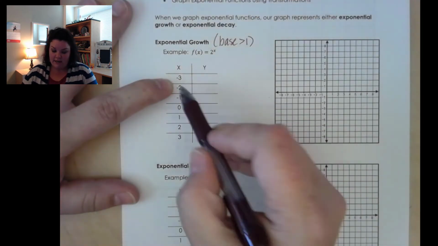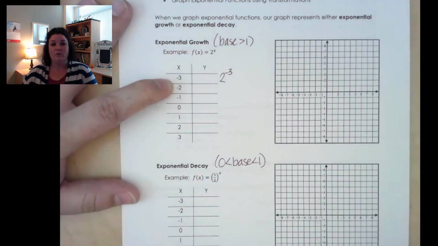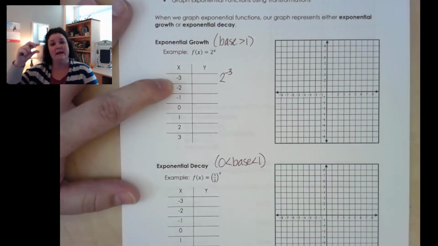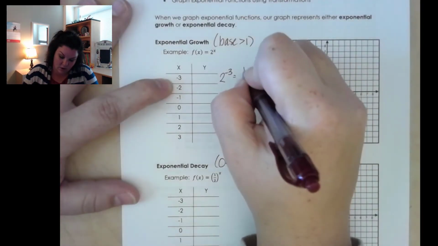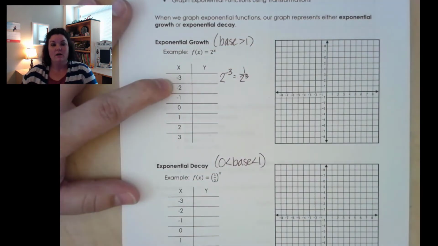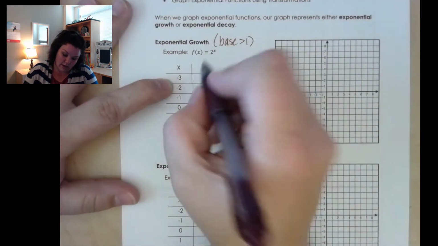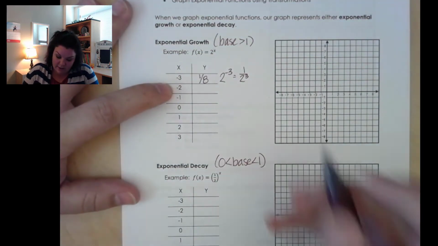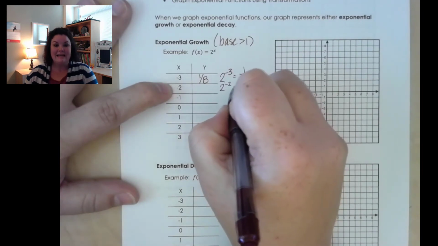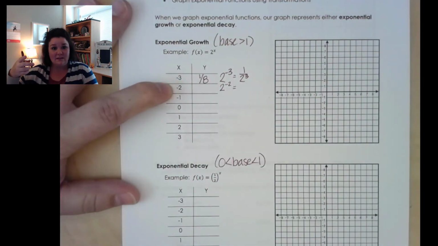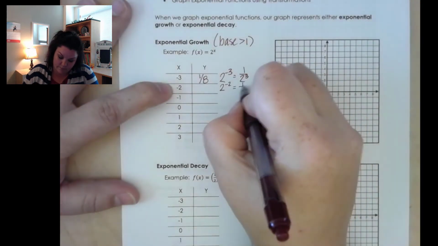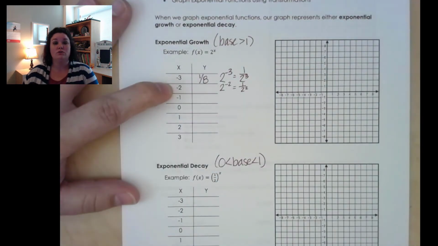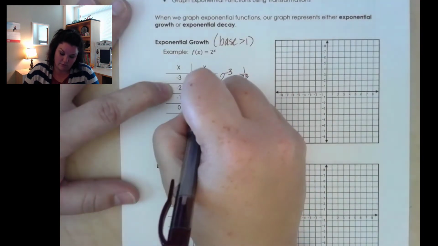So if we plug in a -3, 2 to the -3 power, that negative exponent, remember, flips it or moves the base across the fraction line. So what this looks like now is 1/2 cubed. 1/2 cubed just becomes 1/8. Then I want to do the same thing with -2. If I raise 2 to the -2 power, again, that negative is going to flip it, and then I'm going to square the 2. So 1/2 squared is going to give me 1/4.